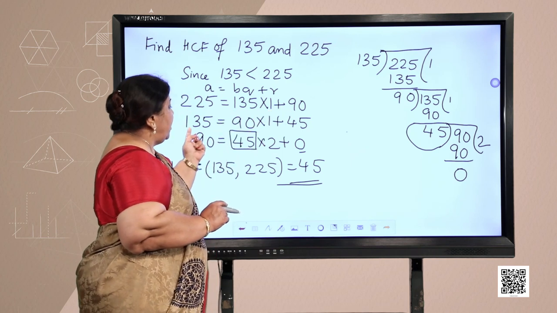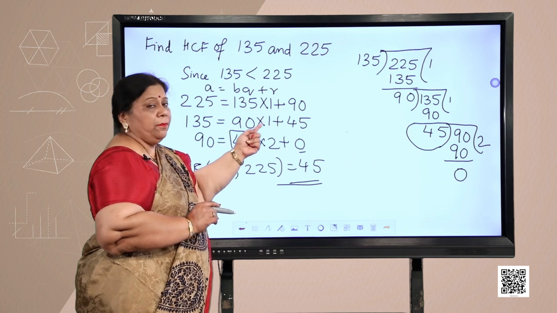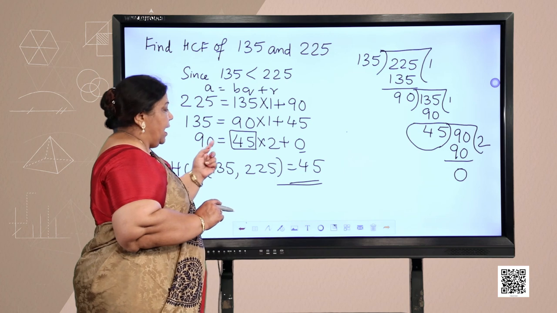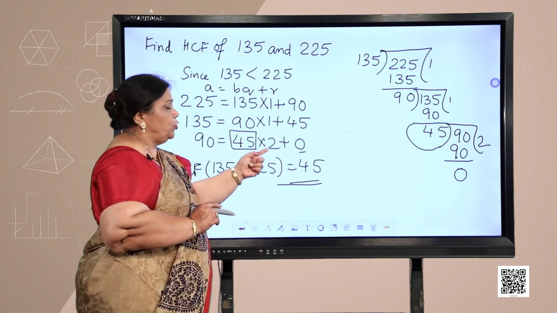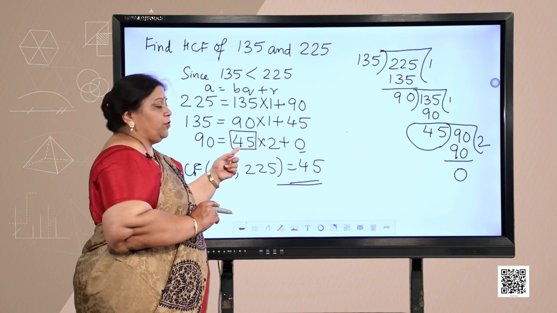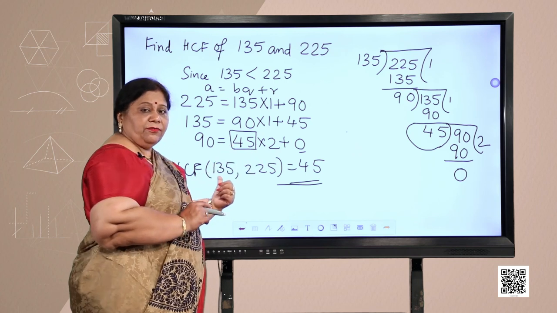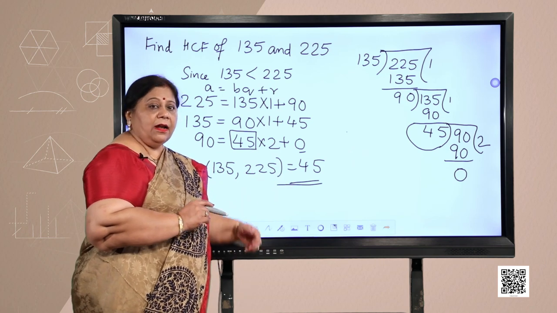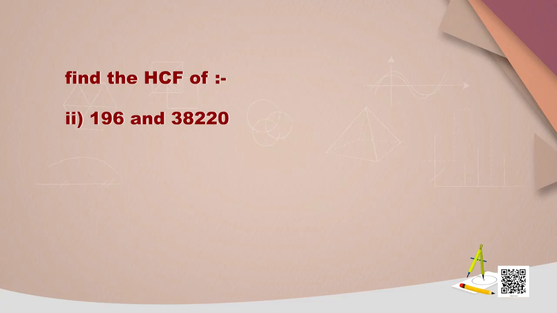Again, 135 can be expressed as 90 into 1 plus 45. We can take up 90 again and write it as 45 into 2 plus 0. Here, the last divisor is 45. Therefore, HCF of 135 and 225 is 45. Likewise, let us see the next question.